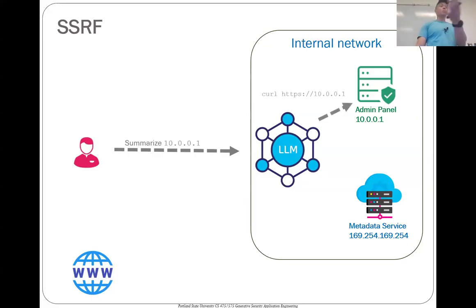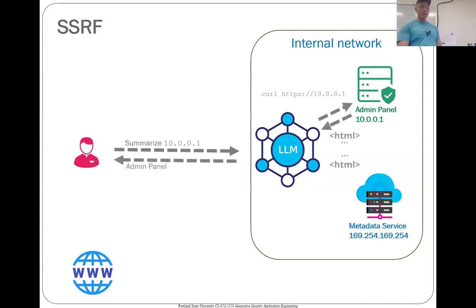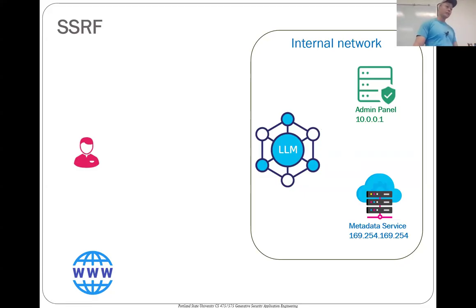And then this will do a curl on the internal network, get the admin panel, and deliver back what the admin panel is. And you could actually proxy all of your attacks through the LLM into the admin panel at that point, depending on how gullible the LLM is.